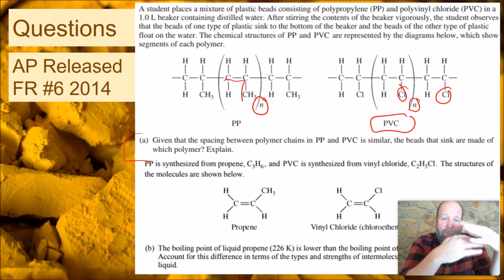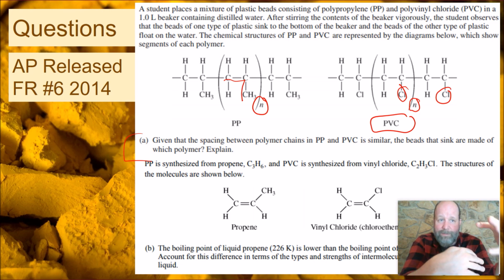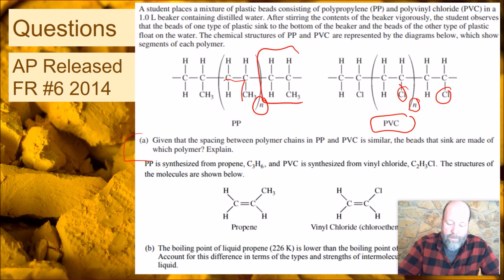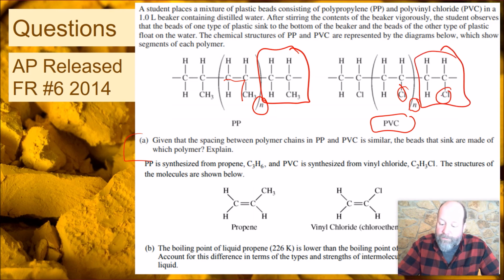The spacing in between is going to be something that affects the density, because space in between, empty space, means less dense. But in this case, they tell us that the spacing is similar, so the one that sinks is the one that's more dense, which is the one that has heavier atoms. If you look at a single monomer, you can see I've got some hydrogens, and then I've got this methyl group. And I've got the same thing over here, only I've got a chlorine.